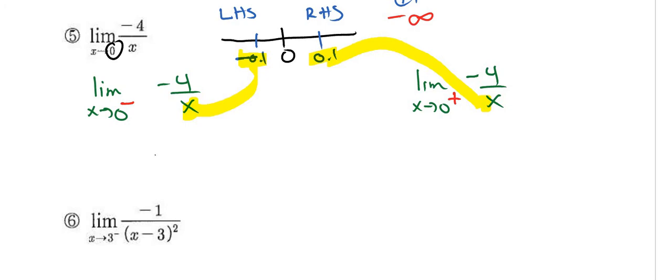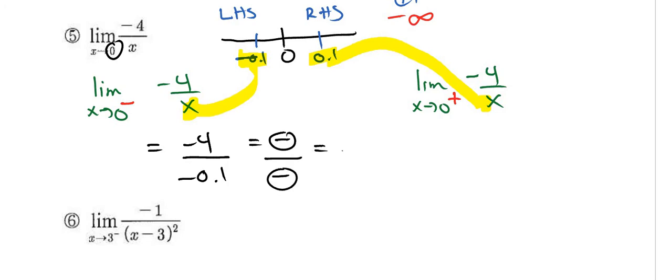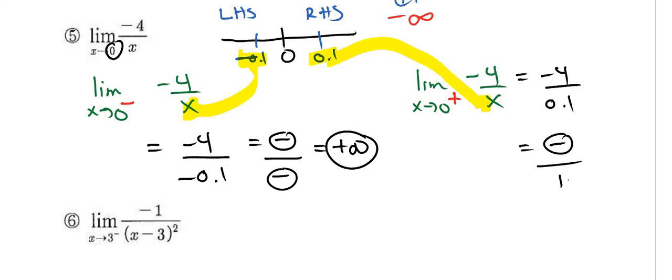So if I do my direct substitution step, it will be negative 4 divided by negative 0.1. Negative on the numerator, negative on the denominator. I get positive infinity. Here's my final answer on my left hand limit. And then on my right hand limit, this would be negative 4 over 0.1. So negative answer on the top, positive answer on the bottom. And this will give me a final result of negative infinity.